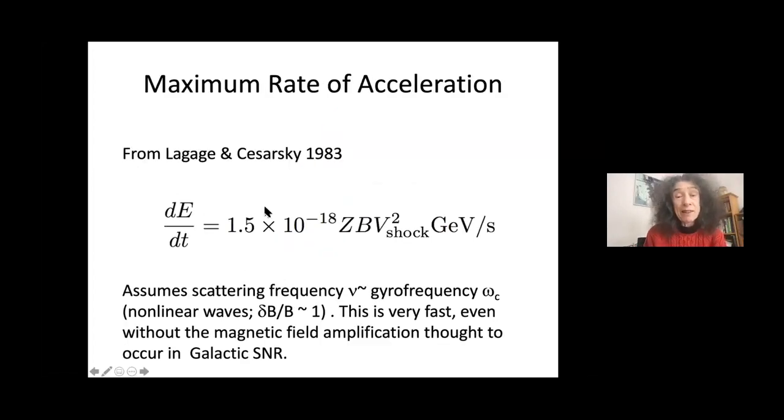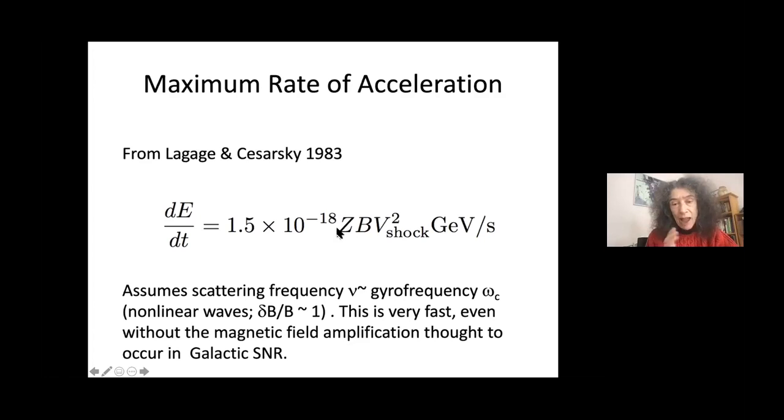For diffusive shock acceleration, there's a sort of maximum rate, and I've written down this formula to show you that it scales with the strength of the magnetic field and the square of the speed of the shock. This limit is derived assuming that the waves are nonlinear. The amplitude of the fluctuations is the same as the amplitude of the background field, the so-called Bohm diffusion. And this is plenty fast enough if you have a wind that endures for 100 or even 10 megayears to boost cosmic rays back up to GeV or tens of GeV energy.